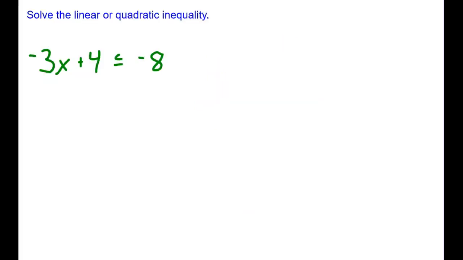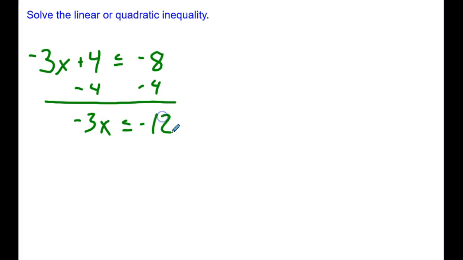Now in the next examples, we're going to solve either the linear or quadratic inequality. So now we just need to isolate the variable. First, we would subtract 4 to the other side. We get -3x is less than or equal to -12. And then the last step, we would divide by -3. If we divide or multiply by a negative number, we have to flip the inequality symbol. So x is greater than or equal to positive 4.